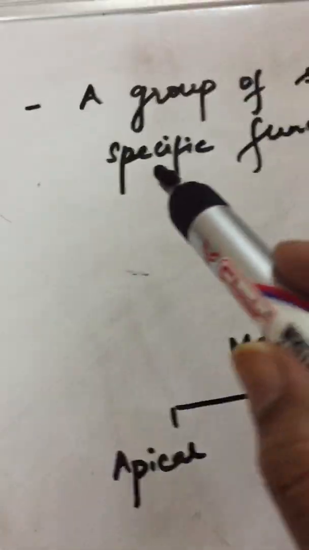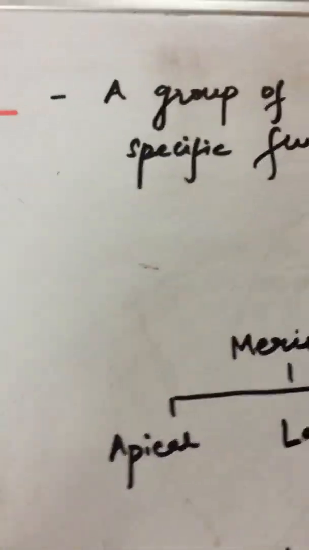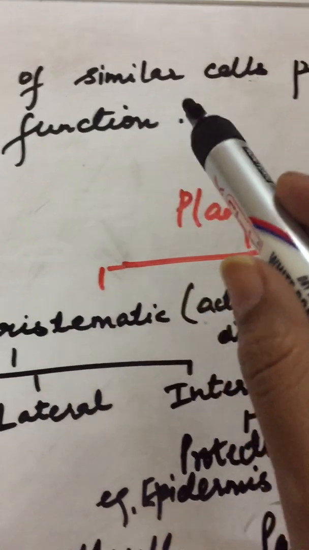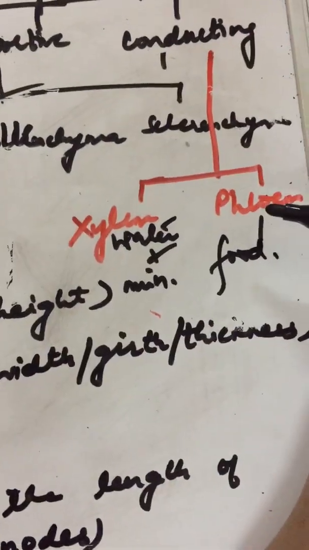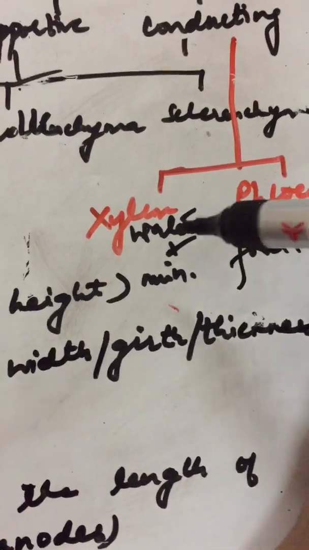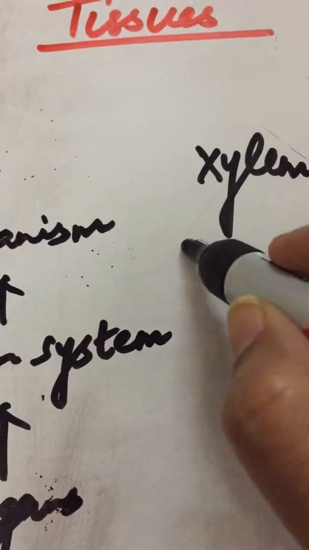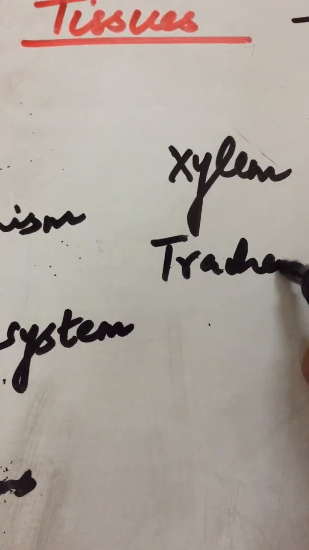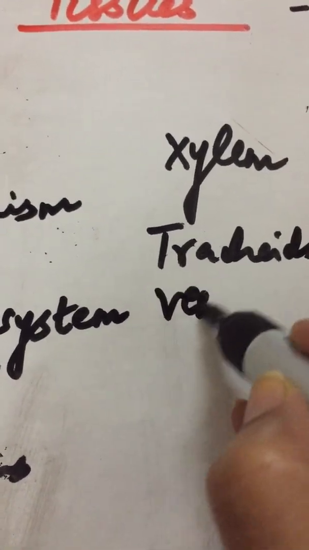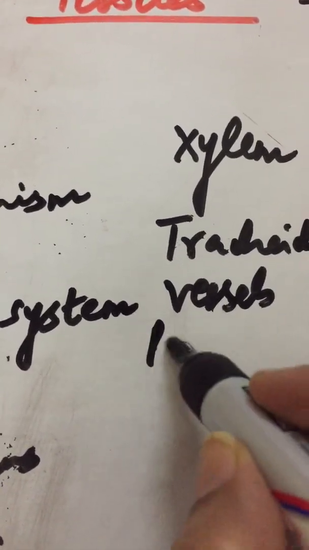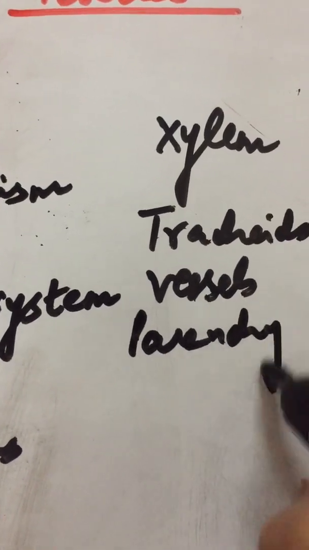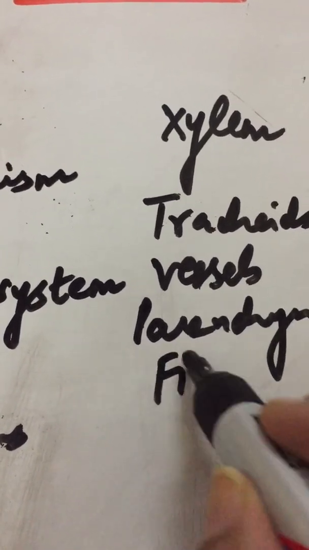When we started with our discussion on tissues, the first thing told to you was that a tissue is a group of similar cells, but xylem and phloem are an exception to it. They are composed of different kinds of cells. Like xylem is composed of 4 kinds of cells. They are tracheids, vessels, parenchyma, that is xylem parenchyma, and fibers.